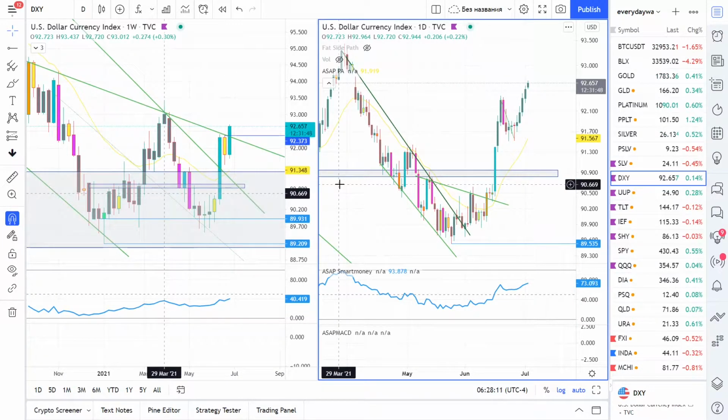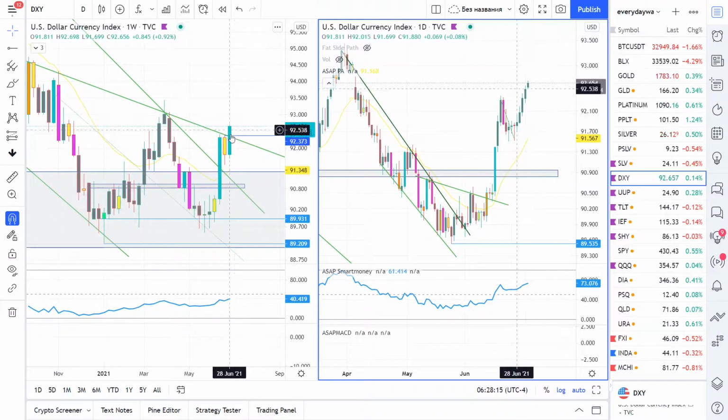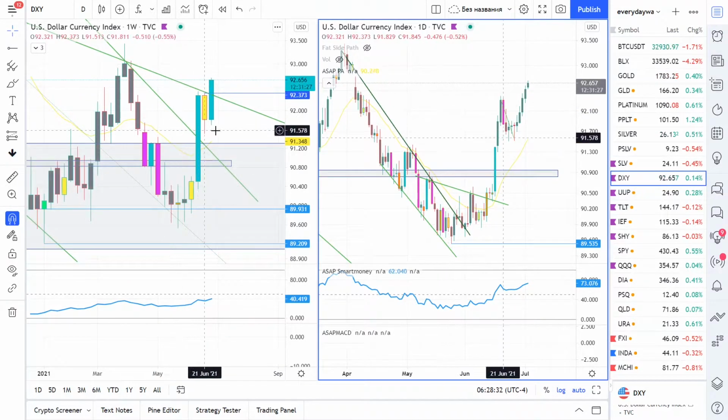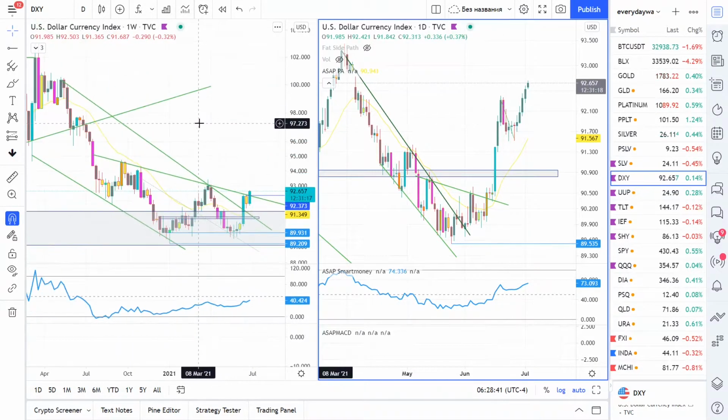Coming up with a quick update on the DXY ticker. This week we have an ascending move, and if in 12 hours this candle closes above the previous week's high, which is 92.373, that would be super bullish for the dollar. That will form a sort of sandwich here with a negative candle in the middle, and that will trigger a big move in the dollar to the upside.